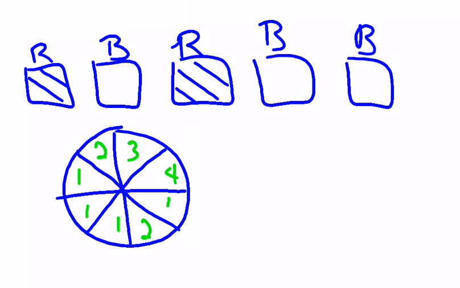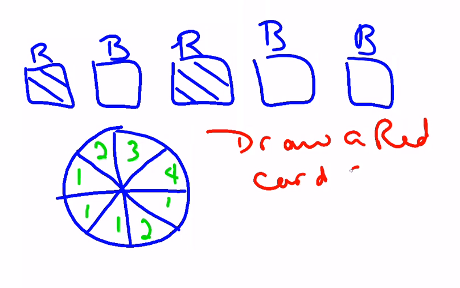Okay, so here's what we want to do for a dependent event. So what is the probability you draw a red card and then spin a 1? So we want to draw a red card and then spin a 1. So we need to look at the probability of drawing a red card. So how many red cards are there? There are 2 red cards out of how many total cards? So there's 5. So the probability of drawing a red card is 2/5.